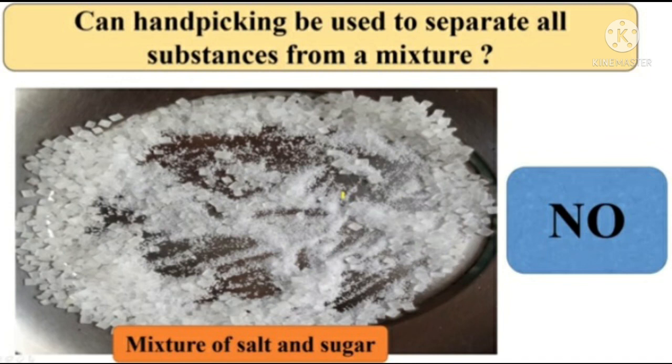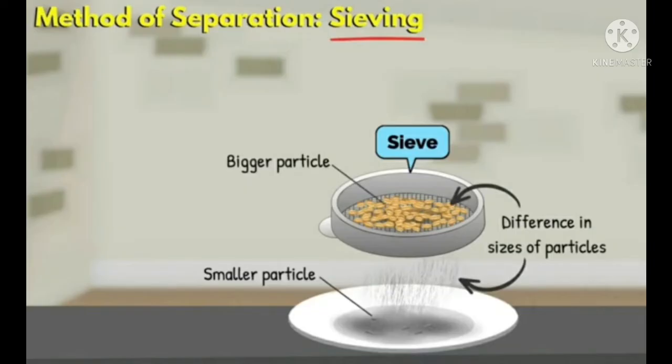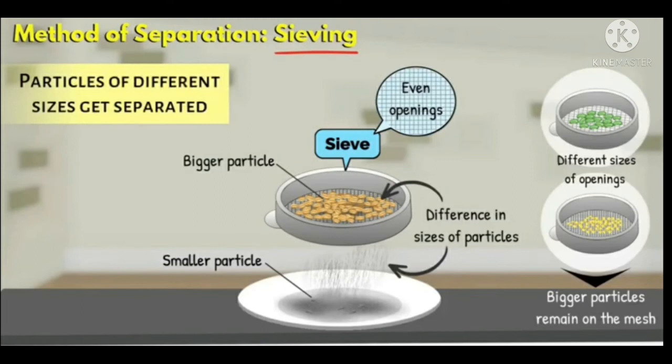What will happen if you want to remove a mixture of salt and sugar? Is it possible by the hand picking method? No. As we know, both the substances are very small in size, so we use another method, and that is sieving. In sieving, we use a sieve which has small even pores. Through these pores, smaller particles of the substance can pass easily, whereas bigger particles remain on the top.